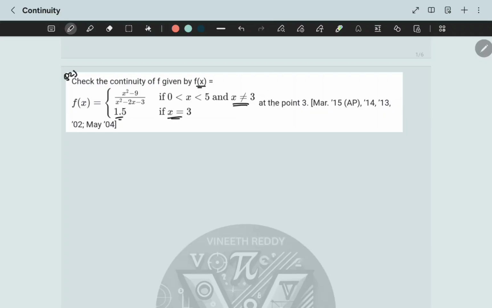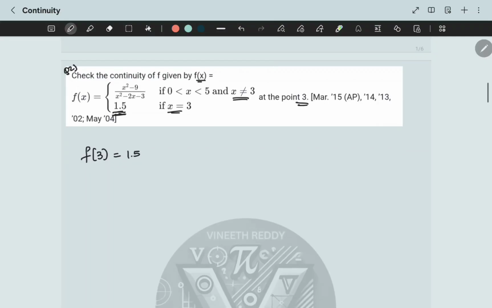And if x equals 3, we have the function as 1.5 at the point 3. So again, let us first find f of 3. Now dear students, you should be able to say what is the value of the function when x is equal to 3. Clearly it is 1.5. It is very simple. Directly write down 1.5. Now we have to find the limit.